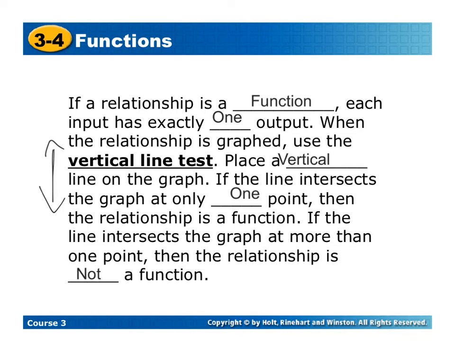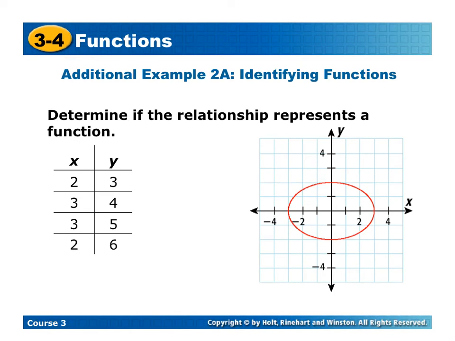Basically what this is saying is that if I was to take a value and substitute it into an equation, as long as I only get one answer, it's a function. If I get a value that's giving me more than one answer, then it is no longer a function because there's multiple outputs for one input. So let's look at what this means.